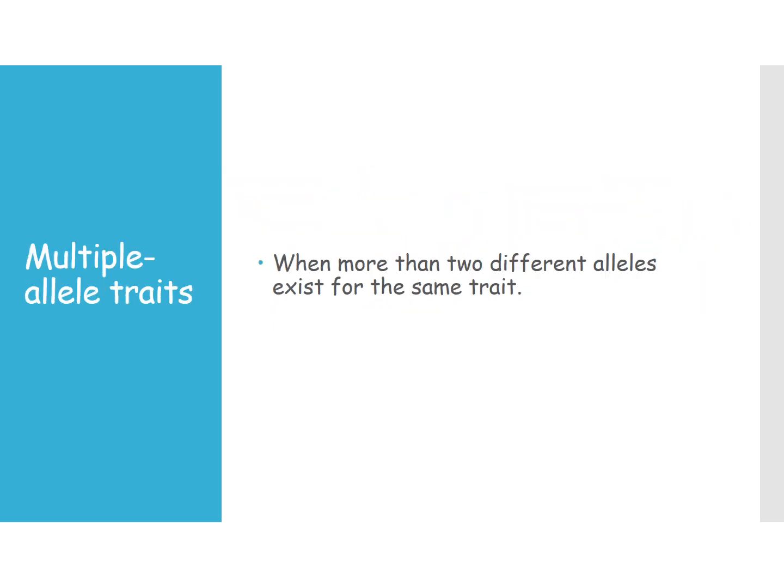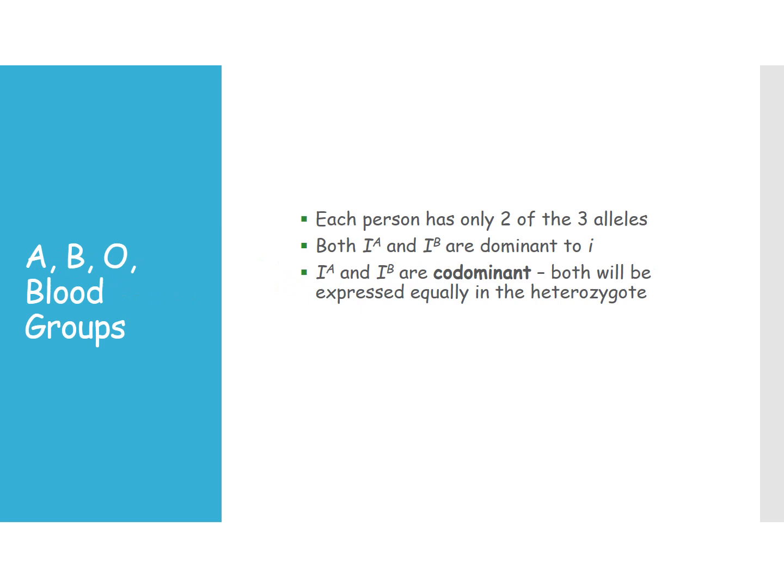There are some other traits that are inherited as multiple alleles. This is where more than two alleles exist for the same trait. But remember, each individual only has two alleles. It's just that there are more alleles to possibly choose from. An example of this is ABO blood groups. A person has only two of the three alleles.